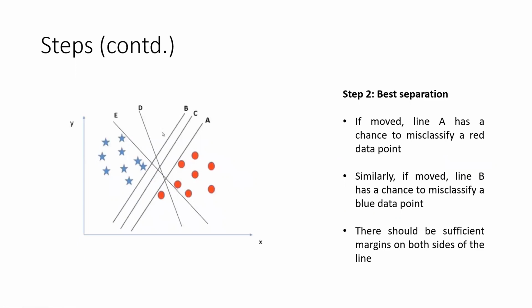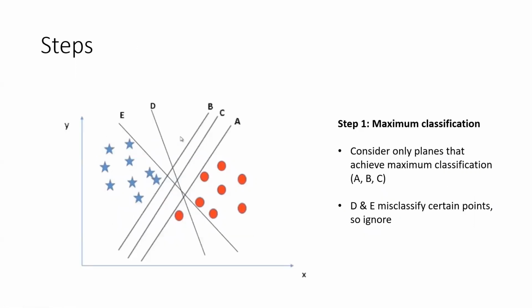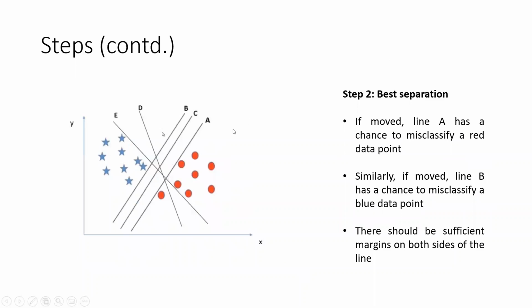So once you have achieved this maximum classification, that is to say, once you have a subset of hyperplanes which achieve this perfect classification, what you do is you go for something called the best separation. What do I mean by this best separation? In the previous step, we said that out of these 5 possible hyperplanes, A, B, and C are the ones which achieve that maximum classification. Now, out of these 3, which one to select? That is the next step. Out of these 3, we select the one which achieves the best separation. So what do I mean by that?